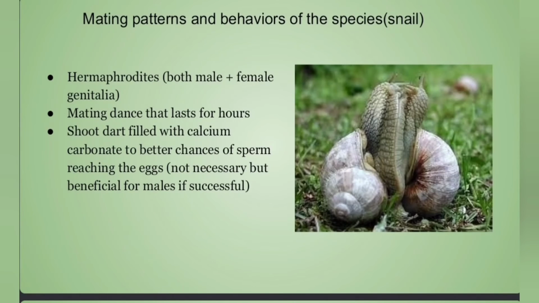One of the most distinct features of a snail's mating patterns and behaviors is that they are hermaphrodites. This means that they have both male and female genitalia. To start the mating process, the snails usually start off with a mating dance, which usually lasts for a long period of time, including hours. During this time, the male will usually try to shoot a dart filled with calcium carbonate towards their female partner. This is to better improve the chances of the male sperm reaching the eggs and successfully fertilizing them.